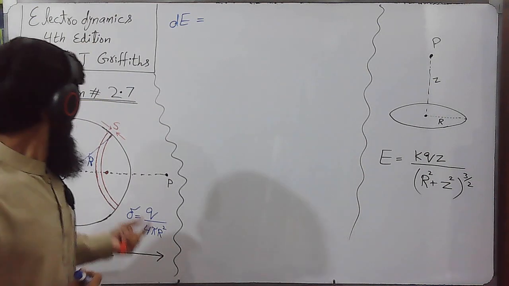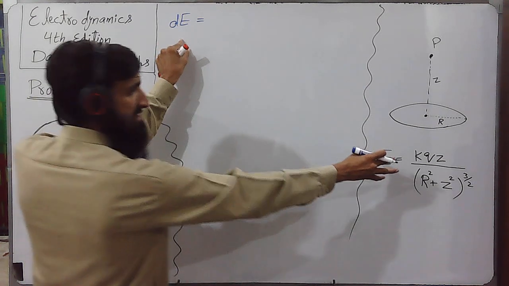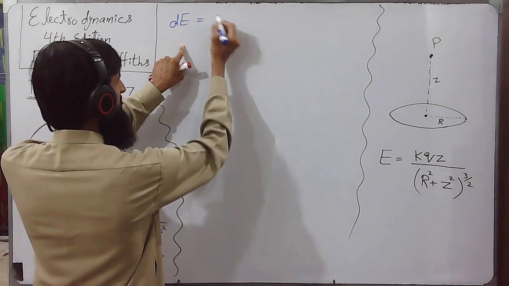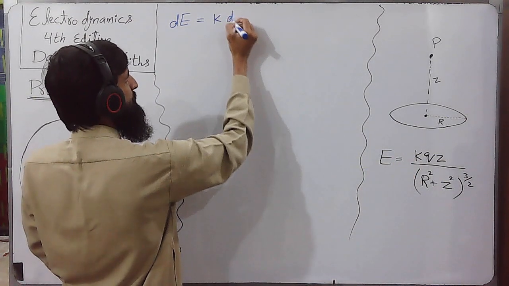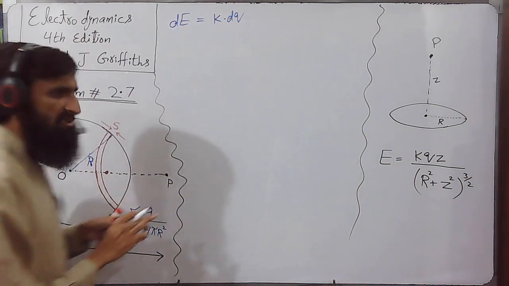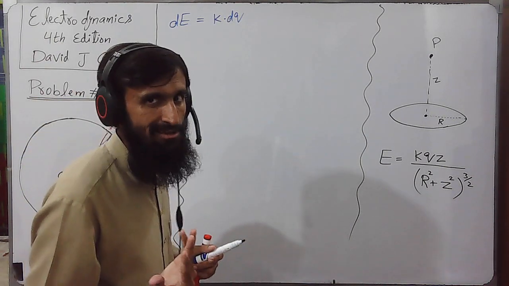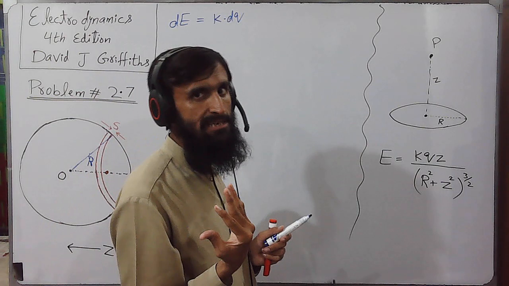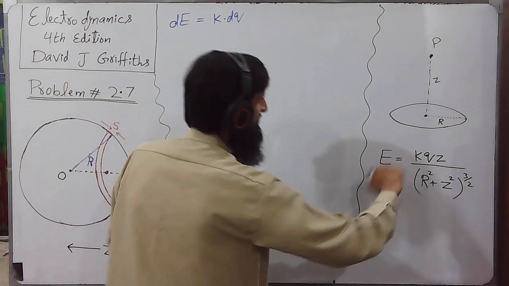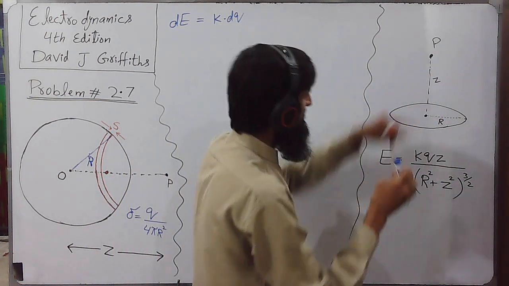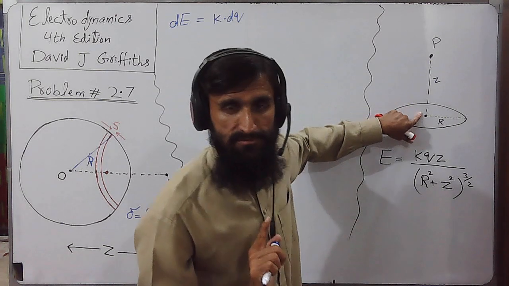Now, the field produced by this charge element dE will be equal to, by using that expression, K written here as it is. This Q will be replaced by dQ. Why? Because this loop is behaving like a charge element, and the amount of charge of a charge element is always denoted by dQ. Now, what is z here? In this case, z was the distance of point P from the center of the loop.